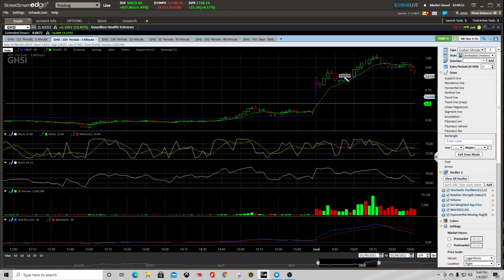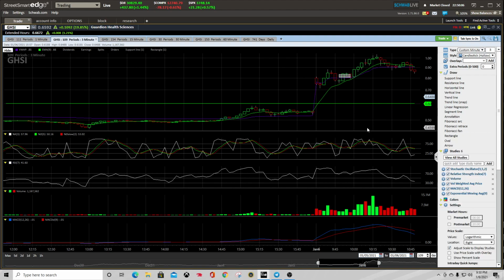Right there's my entry. Anywhere in here was a good entry point for GHSI because you had the trade line pushing up to make a cross here. You can also see the stock had already gone up above the initial morning high, then pulled back. At first it broke VWAP, but then it quickly reclaimed it. That's when I said I'm entering this trade. It's going to have some follow through.